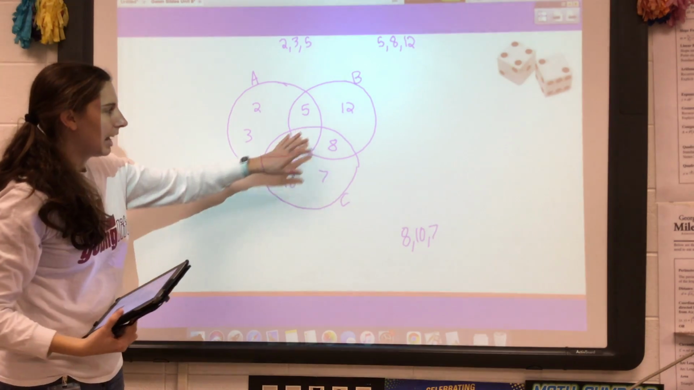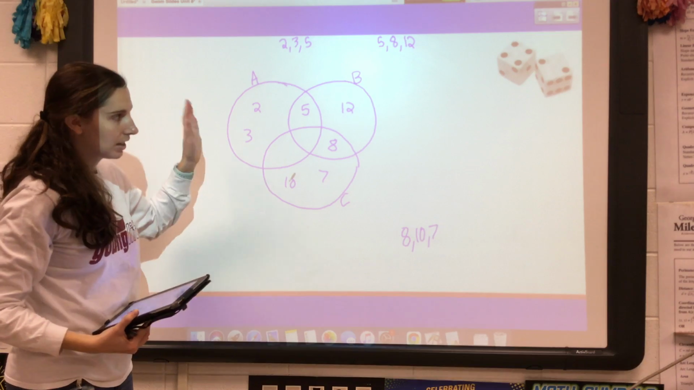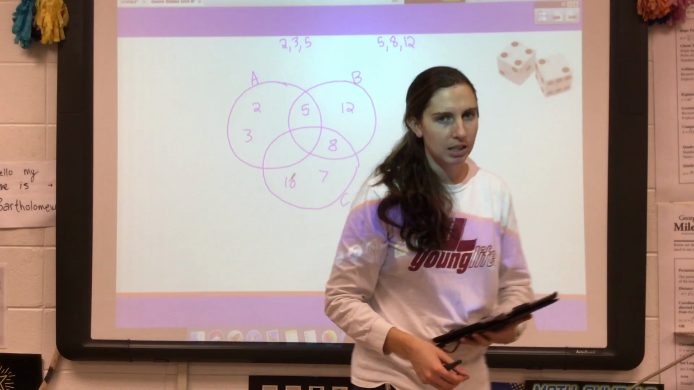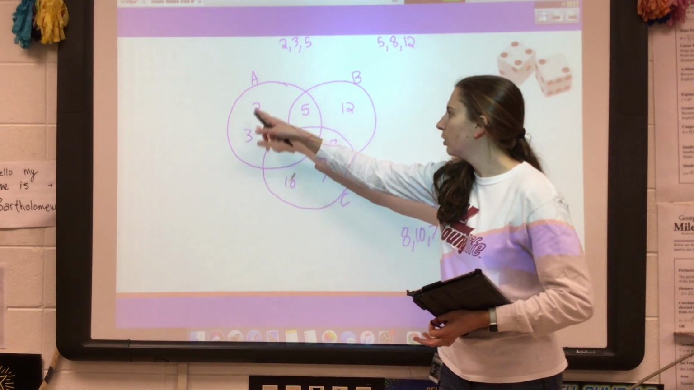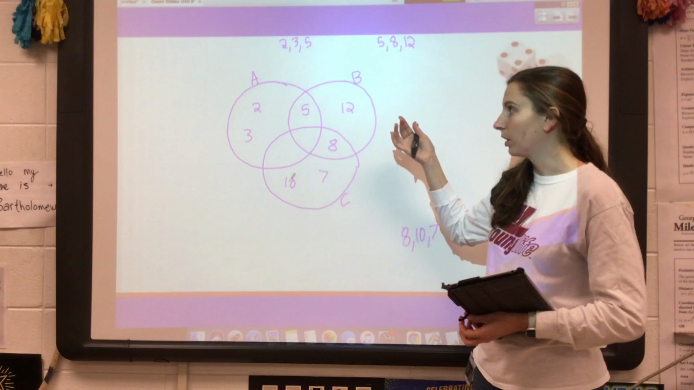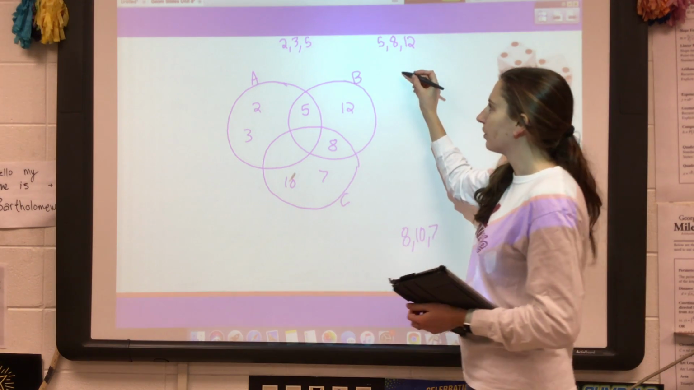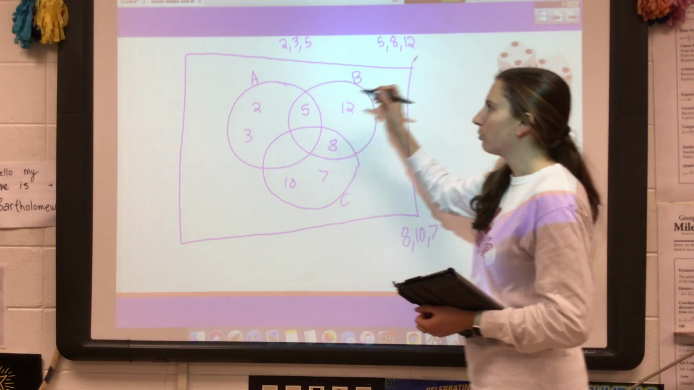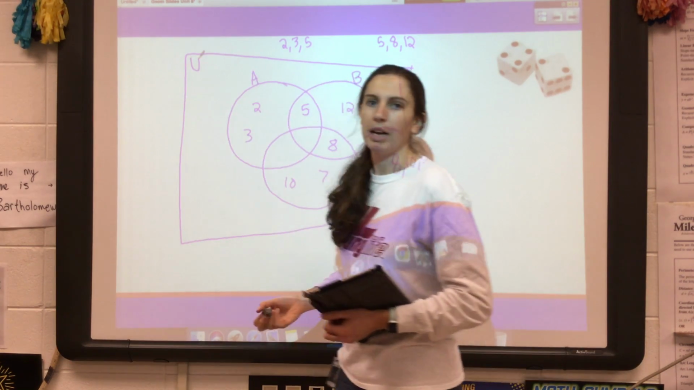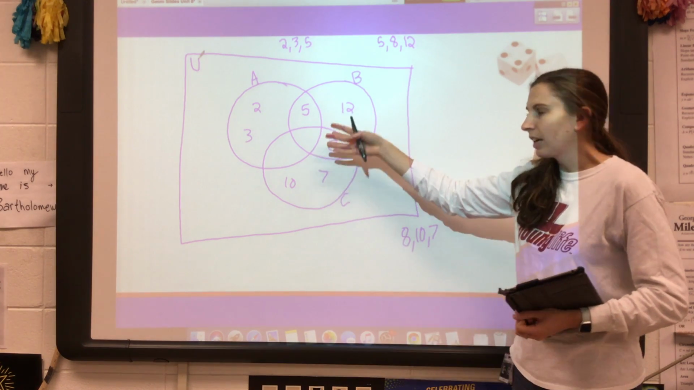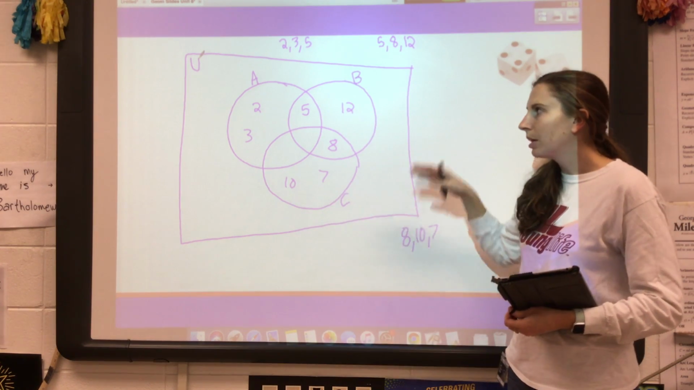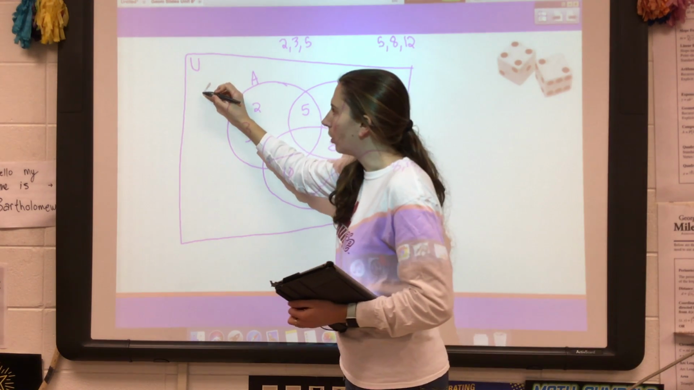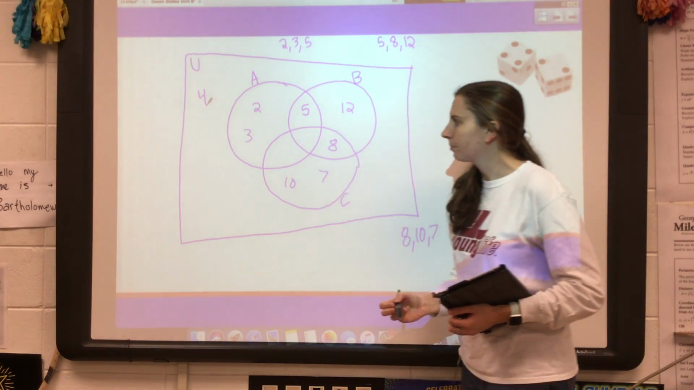It's okay that we didn't have some overlap in a couple places, that's fine. But what I do need to take care of is that I haven't hit all the possible outcomes. We've got 2, 3, but nobody rolled a 4. So where do I put the 4? The answer is we just draw a big box around the Venn diagrams to represent the universal space. If I didn't roll one of those options, I'm going to put it in the universe, but not in one of the circles. So since 4 wasn't rolled, we're going to put a 4 out here.